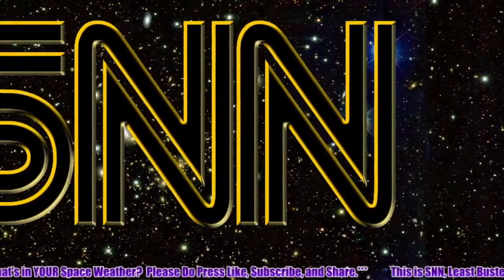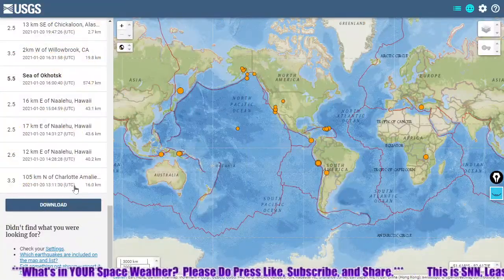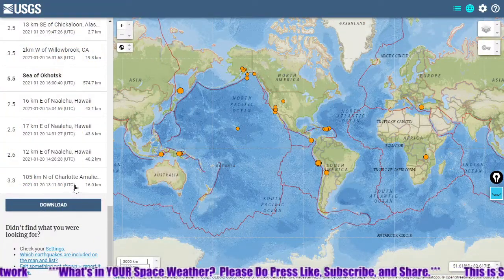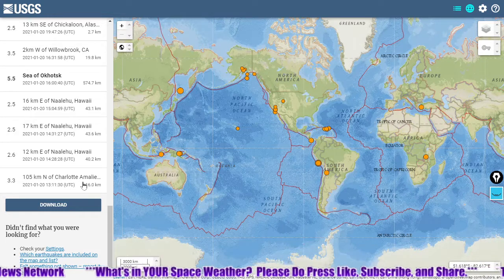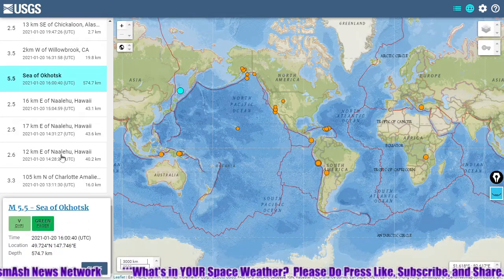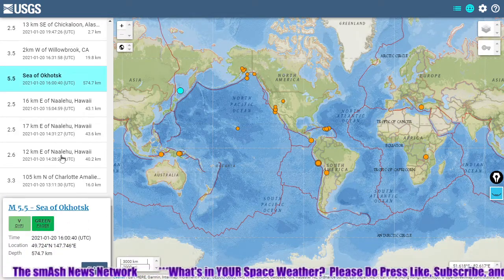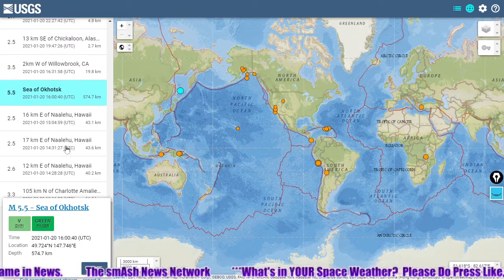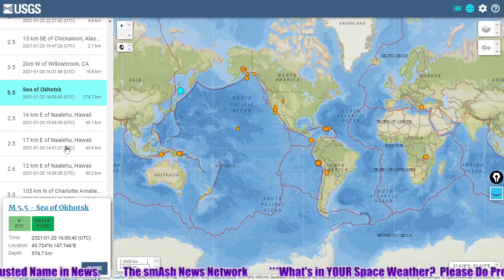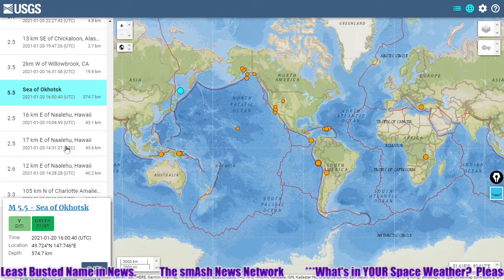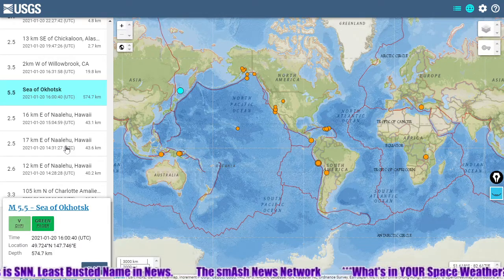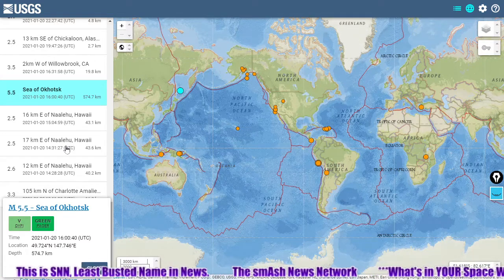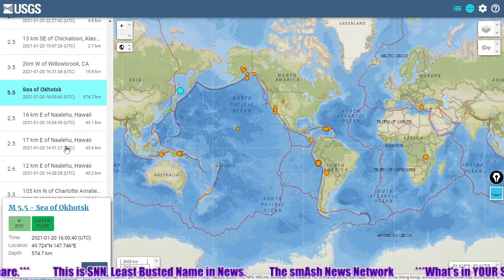Have some idea of which building facades may collapse and which infrastructure may shut down as a result. Let's see what's been shaken over the past 24, and the answer is not much. Although there is a deep quake here at extreme depth, a 5.5 magnitude in the Sea of Okhotsk at a depth of 574 kilometers.